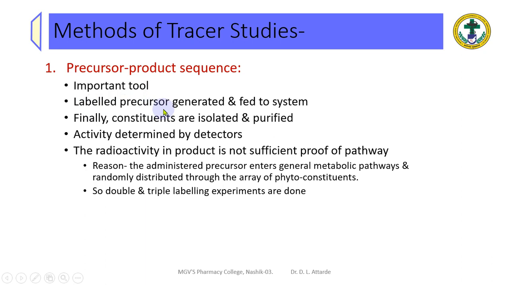Labeled precursors means you are presuming a precursor, and that is labeled, generated and fed to the system. Finally, constituents are isolated and purified and you are detecting. Activity is determined by various detectors, as we have gone through in the list. The radioactivity in product is not sufficient proof of pathway. Why is it so? Because with single labeling, your precursor gets diluted throughout the system, it may enter through a different metabolic pathway, and the final products which come out may be through some combination. So it may not be a true result. For that reason, double or triple labeling experiments must be performed.